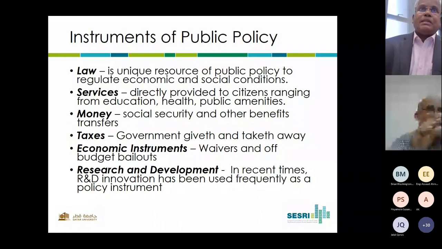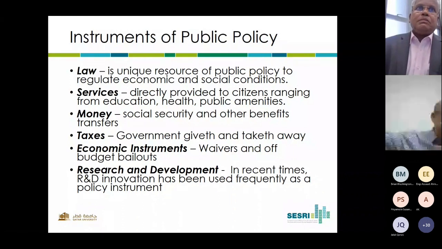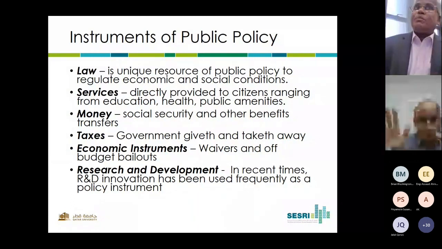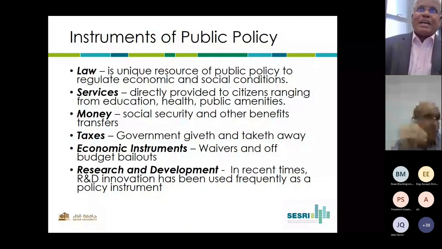Third is providing money, directly transferring money, as a policy instrument. These include social security and other benefit transfers. In today's governance and government policy making, you can see numerous social security and welfare benefit transfers. Every government, everywhere, globally, this is a common phenomenon: numerous social security and social welfare benefit transfer programs, which are direct money transfer programs or subsidy programs.